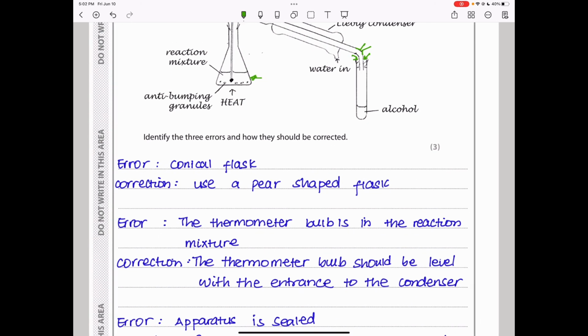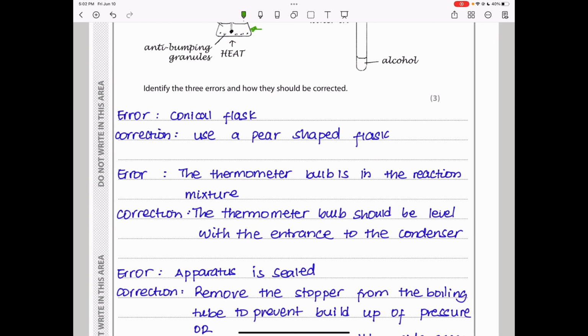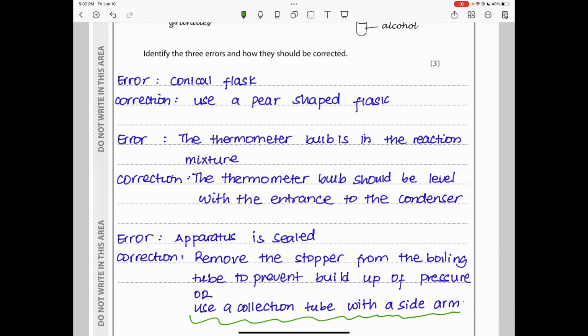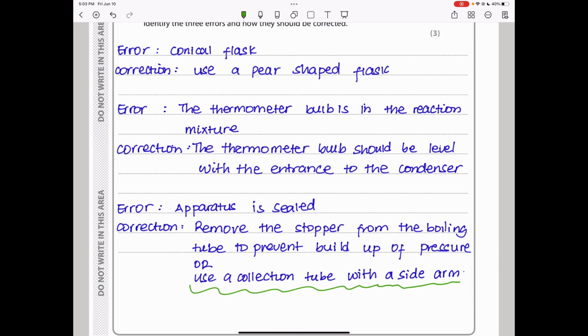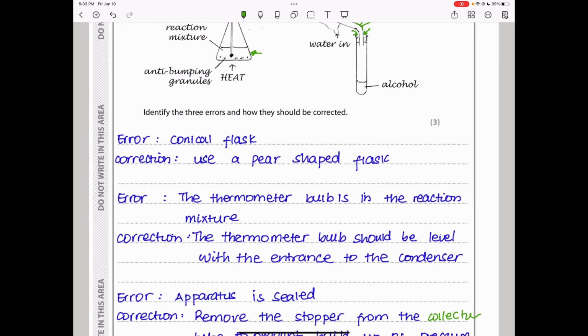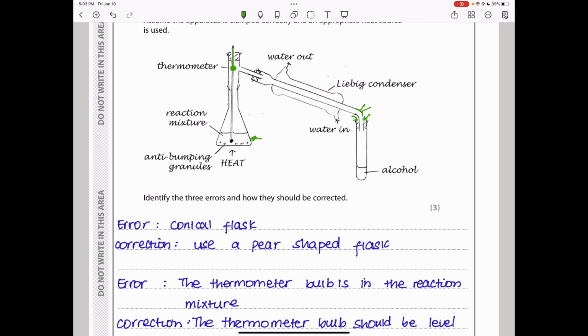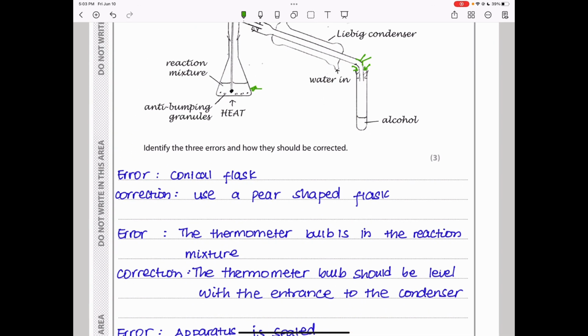So error 1, the conical flask. Correction: use a pear-shaped flask or you could use a boiling flask. Error number 2, the thermometer bulb is in the reaction mixture. Of course, correction: the thermometer bulb should be level with the entrance to the condenser. 3, the apparatus is sealed at the end towards the collector, so we have to remove the stopper from the collector to prevent the buildup of pressure, or we could use a sidearm in order to prevent that buildup of pressure. So I will continue to the next part.